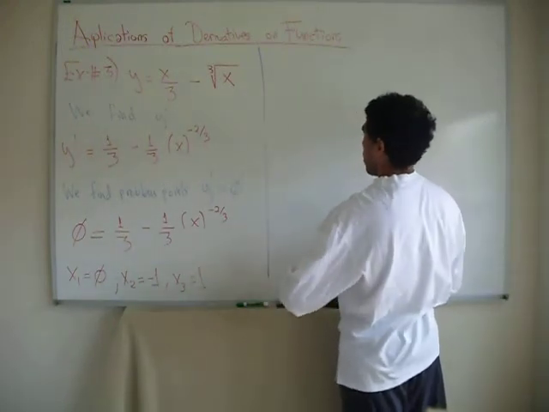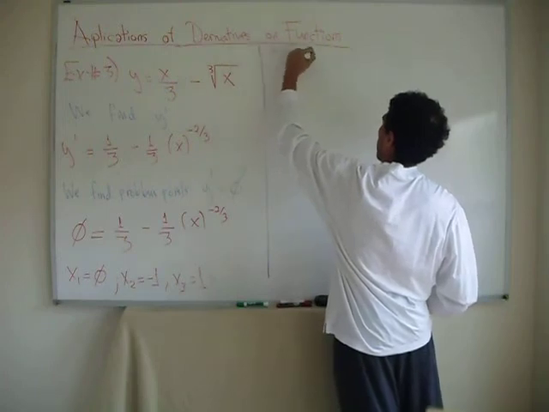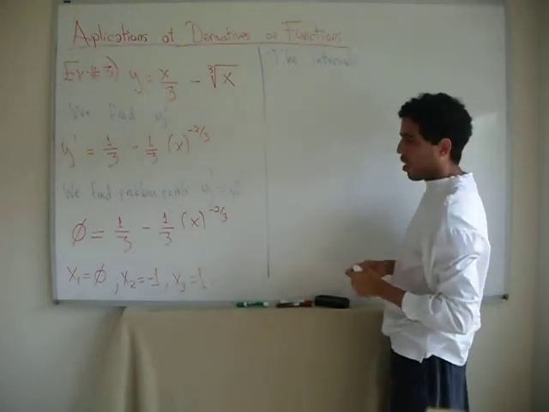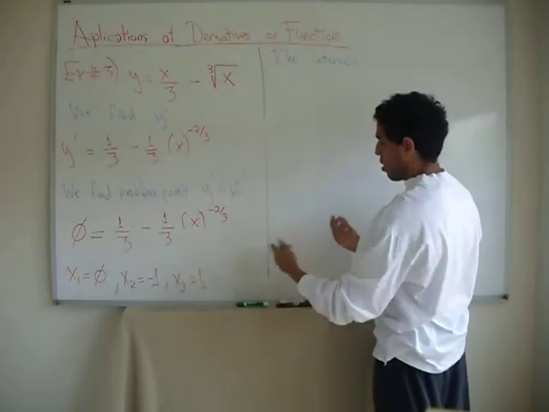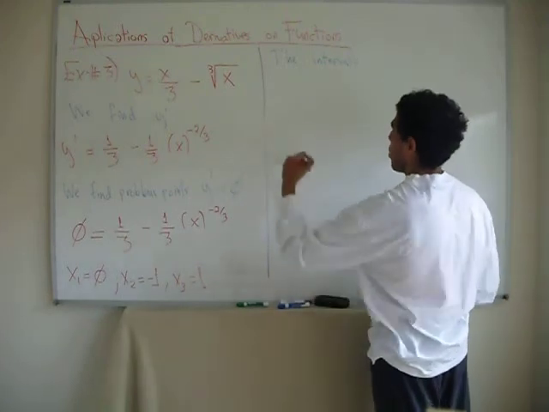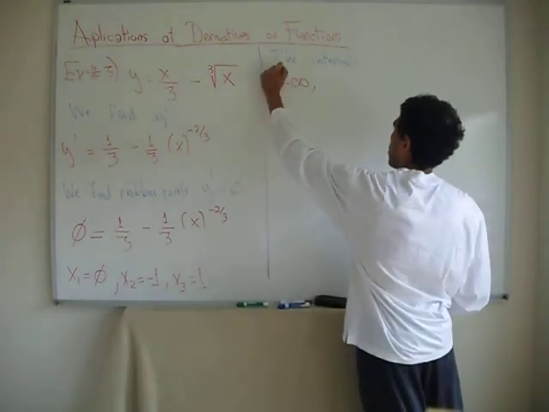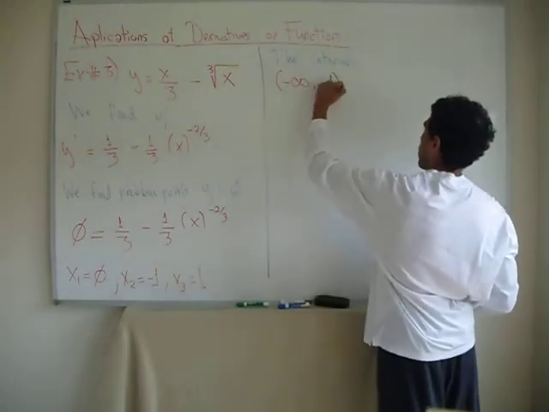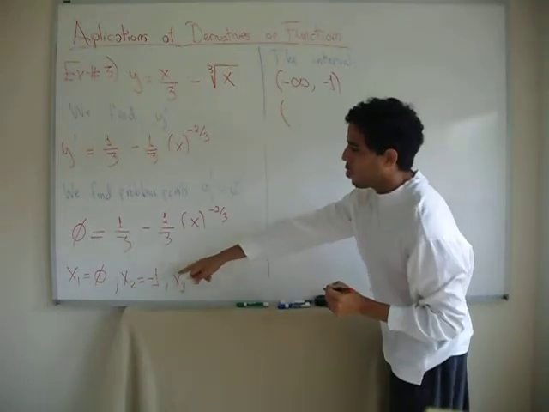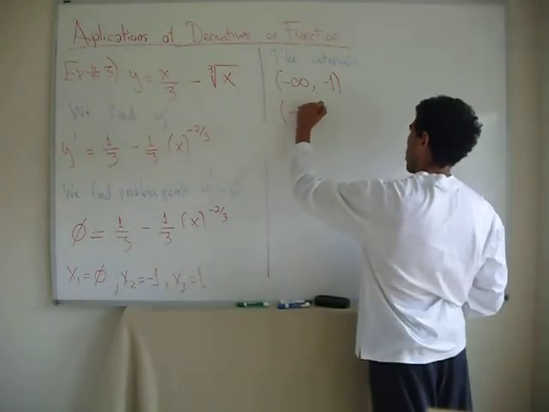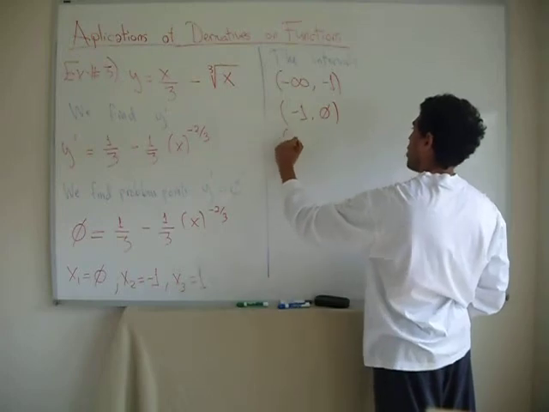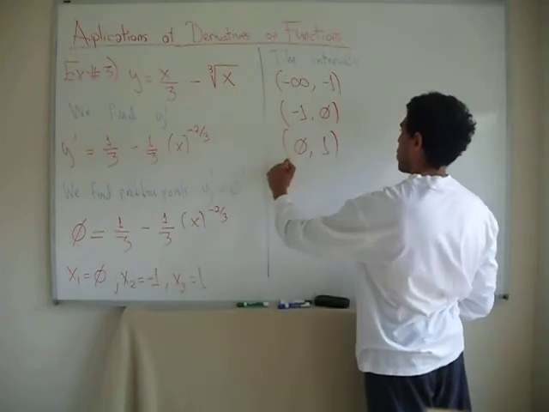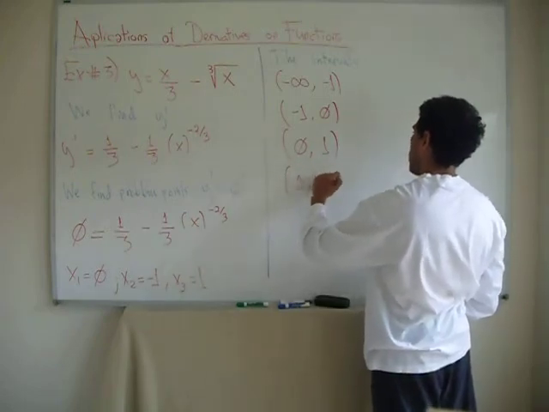Now, remember that the intervals are going to be arranged in order, okay? From the most negative to the most positive. We're going to have minus infinity to, well, the first point that we have, which is minus 1. The second one is going to be minus 1 to 0. The third one is going to be 0 to 1. And then the fourth one is going to be 1 to positive infinity.